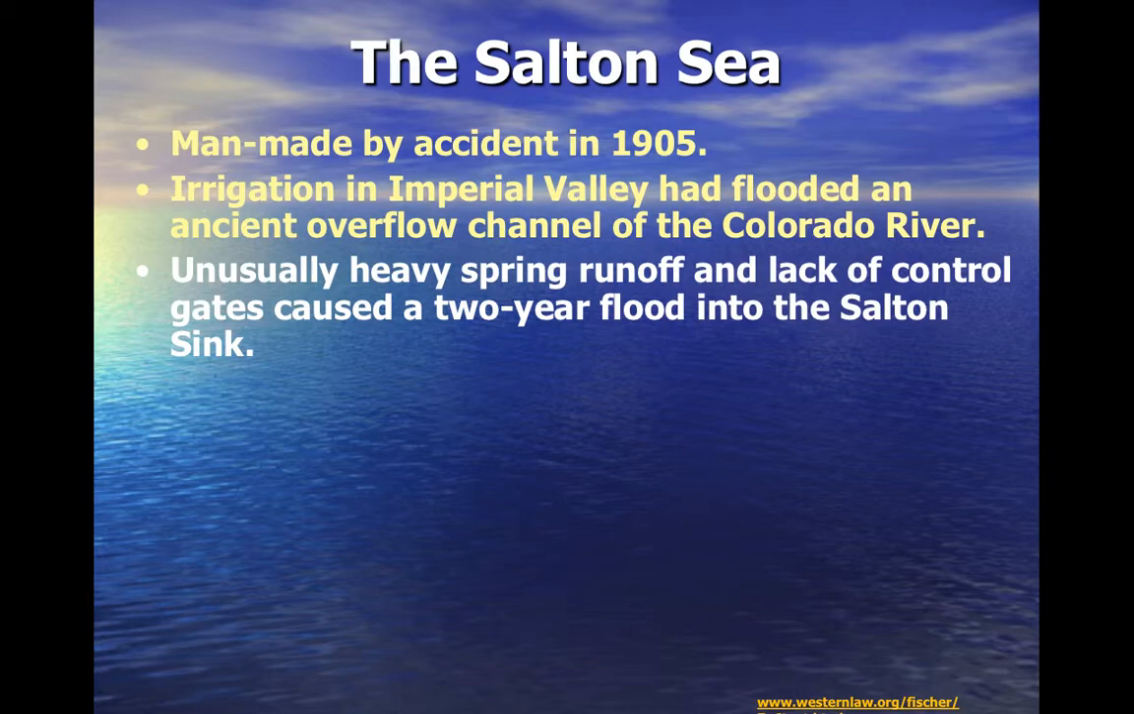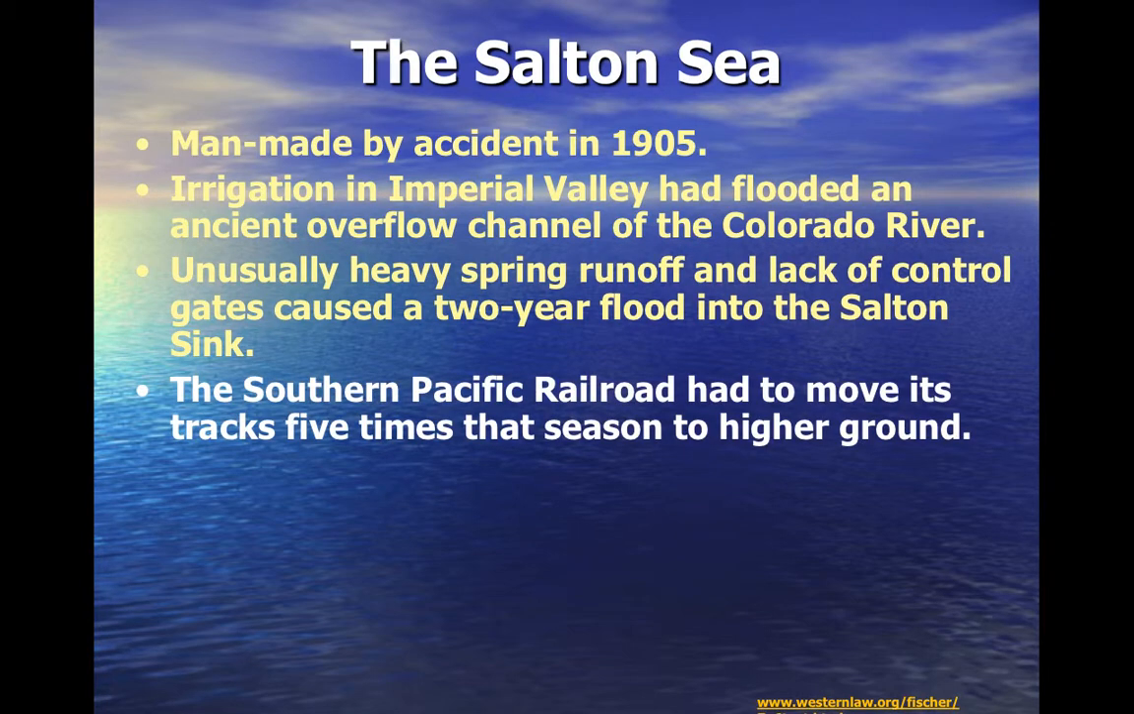That region became flooded and created a channel that eventually was off of the Colorado River. What they noticed was it created unusual heavy spring runoff, and there wasn't any gates or anything to prevent the water from getting in there, and they created a flood in that region into the Salton Sink.